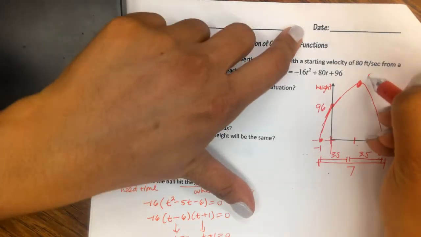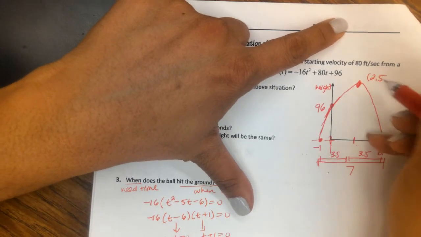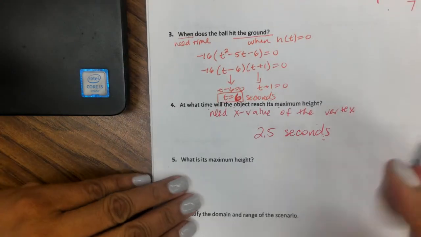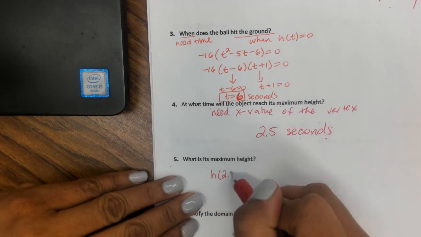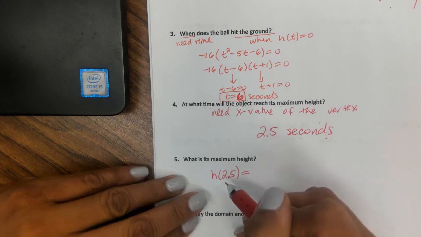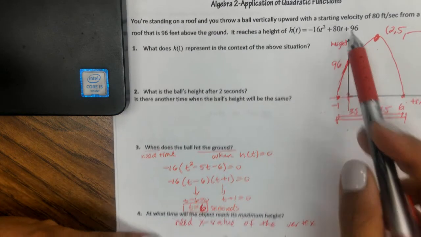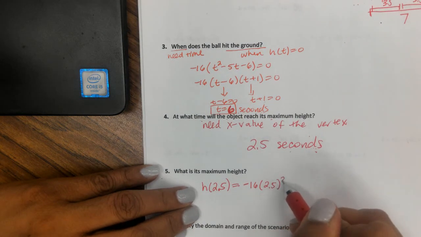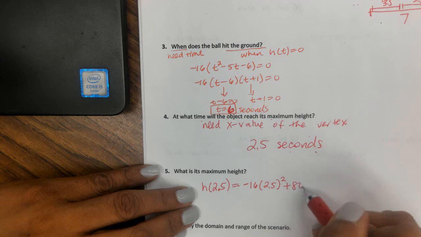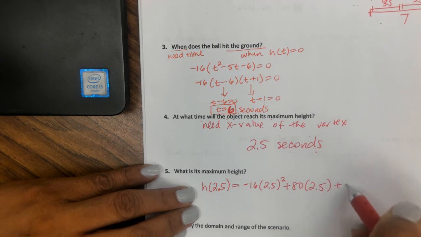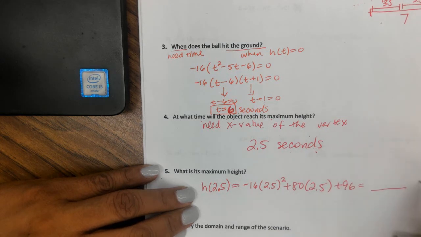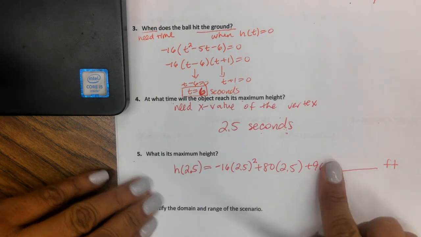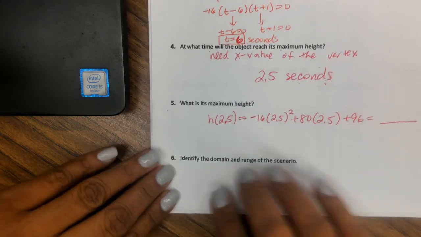So again, we know 2.5 is the x value. What is the y value? That's what we need. So we're going to go find h of 2.5. This is when you do it, go grab your calculator. Let's go back to the original. Careful with that negative. Plug in 2.5 everywhere you see t. Grab your calculator and go work this out. And then that's going to be feet. So grab the calculator and work it. Finish this part. All right, last one, 6.